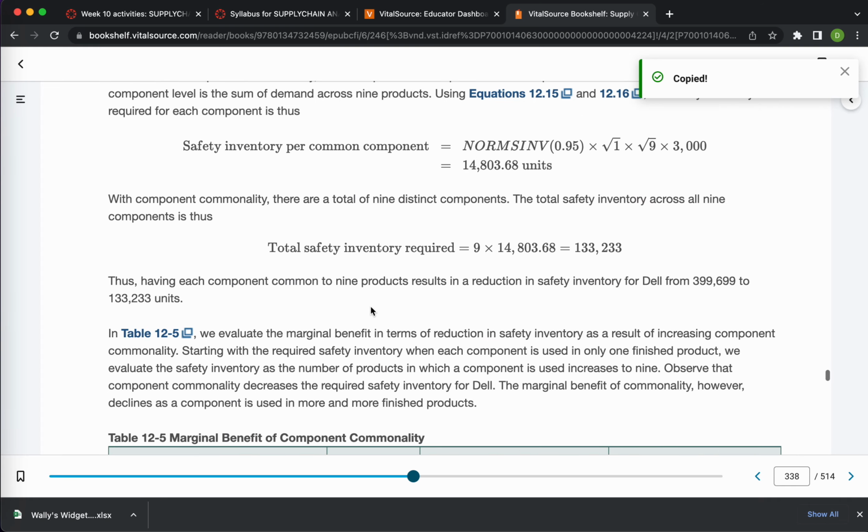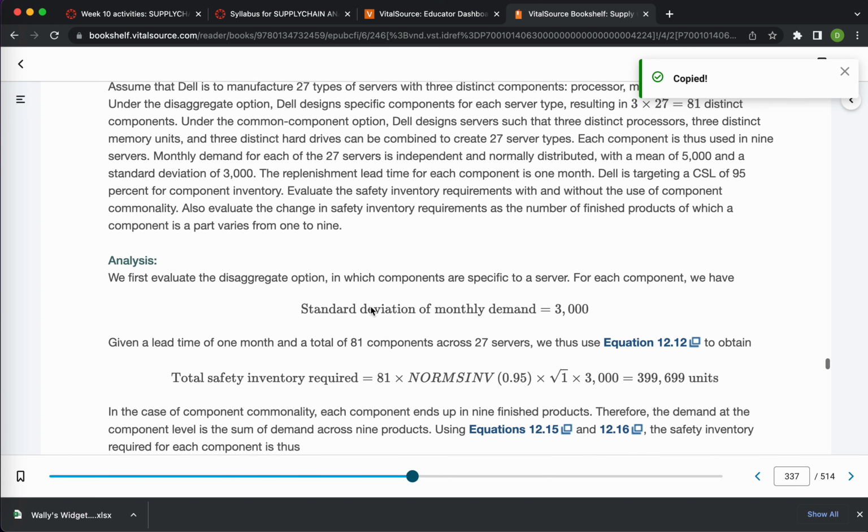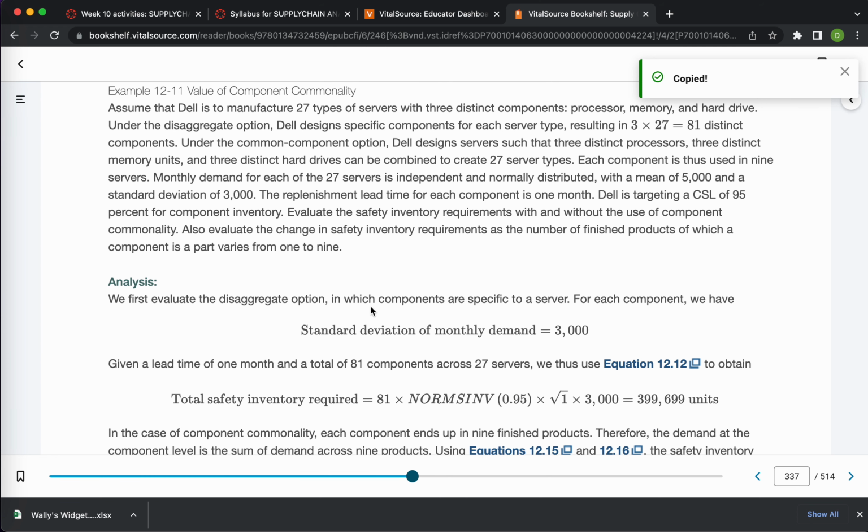And that's the idea of component commonality. It's a very simple concept of looking at components that are common to different product lines and aggregating their inventory rather than holding separate inventory for each of the distinct components, right? And that's the idea here.